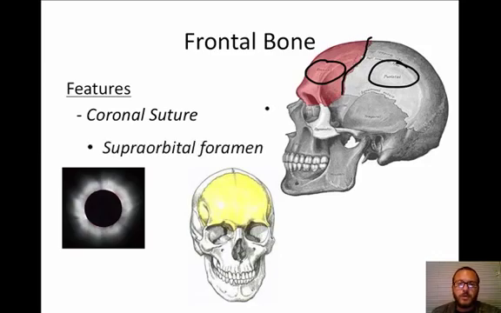Another feature that we want to be able to notice on our frontal bone is the supraorbital foramen. So if orbital is eye, supra must be above the eye, and we see one supraorbital foramen there and another one right there. They're like little holes that you will see on the frontal bone that blood vessels and nerves pass through. Alrighty, so frontal bone, we need to know the coronal suture and supraorbital foramen.